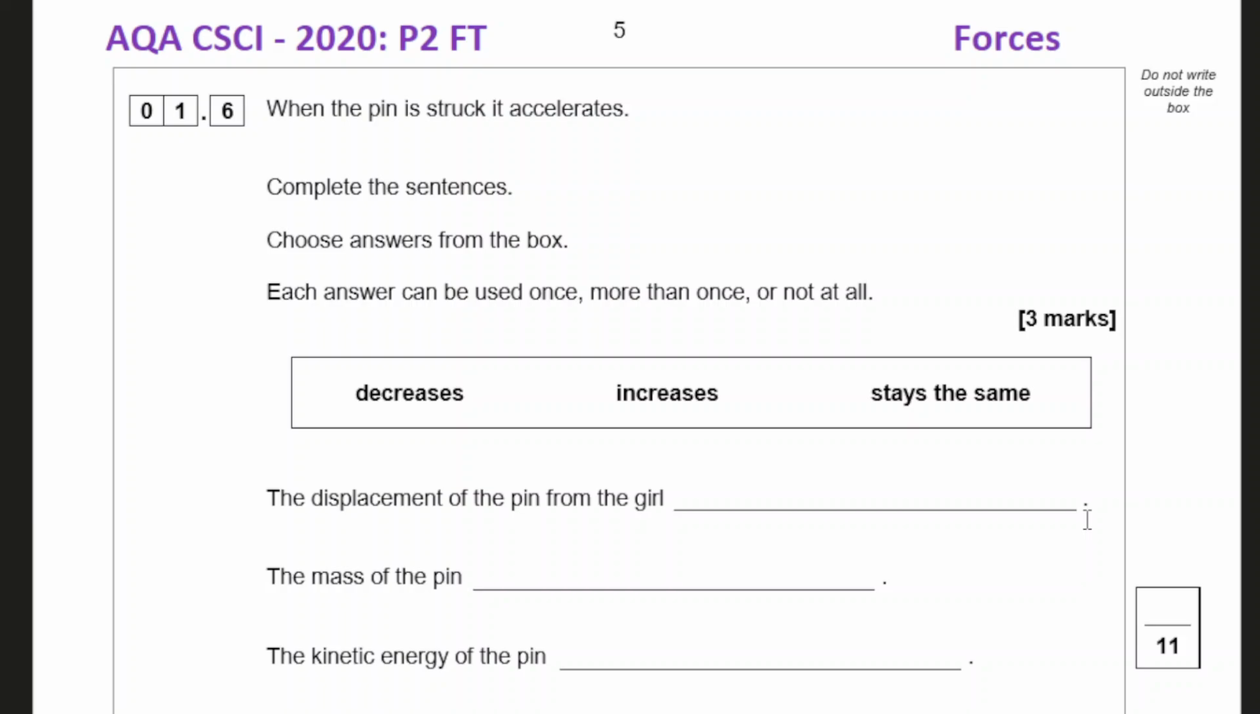When the pin is struck, it accelerates. Complete the sentence. Choose the answers from the box. Each answer may be used once, more than once, or not at all. So you have 3 words: decreases, increases, and stays the same. The displacement of the pin from the girl increases because it's moving away from her. So the displacement of the pin from the girl increases.